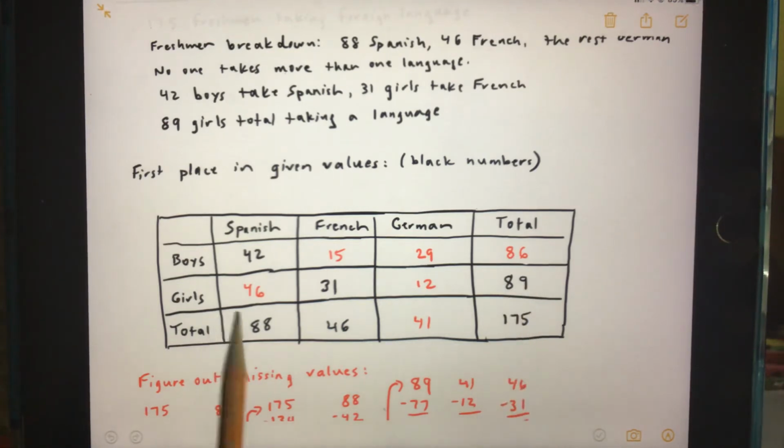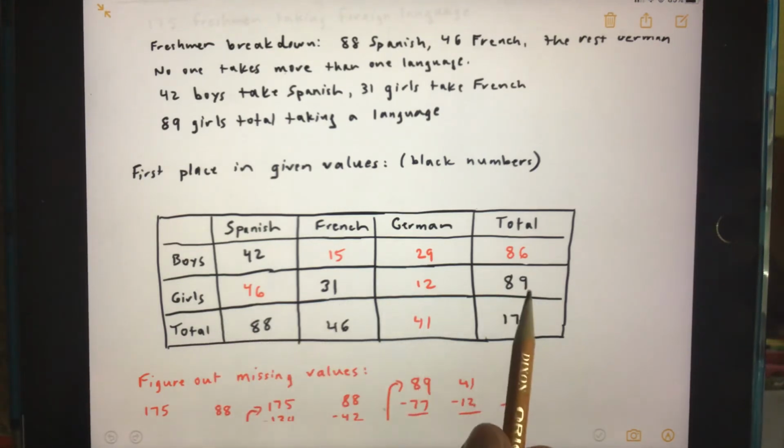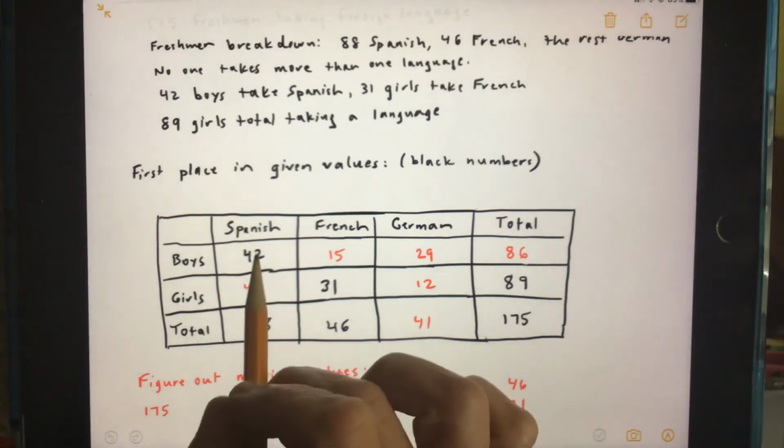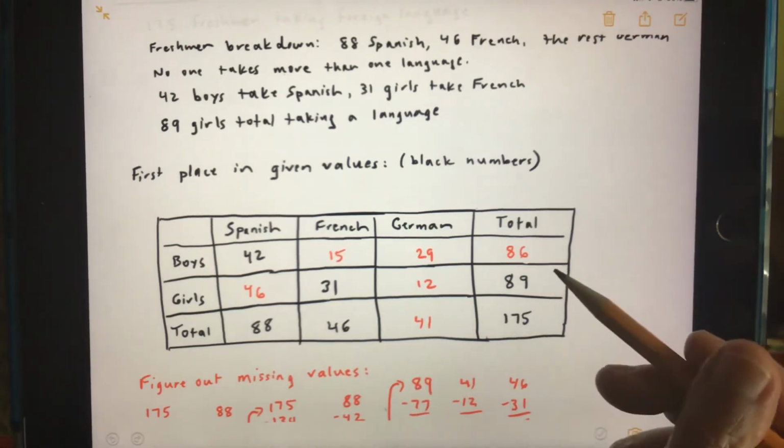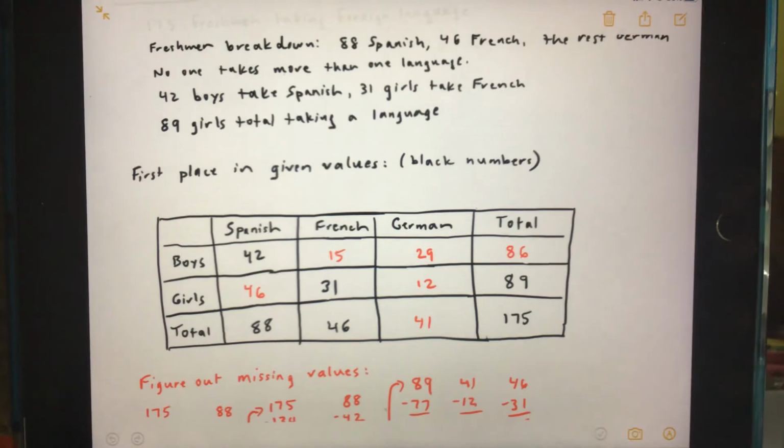So 89 for Spanish, French, and German, because these have to add across to make that. So the numbers add down, and the numbers add across. And of course, our totals always make the number that's in this bottom right corner. So 88 plus 46 plus 41 is 175. And in a minute, when we figure out that's 86, 86 plus 89 is 175.